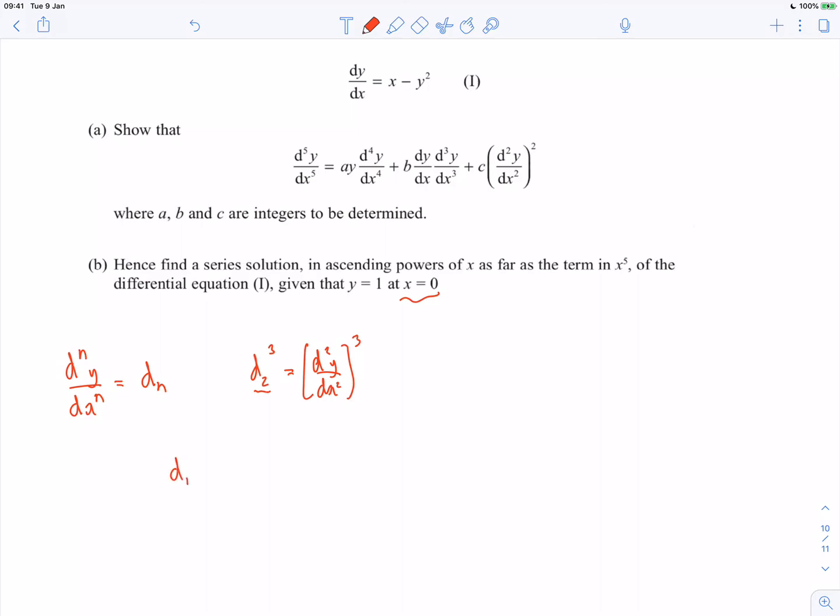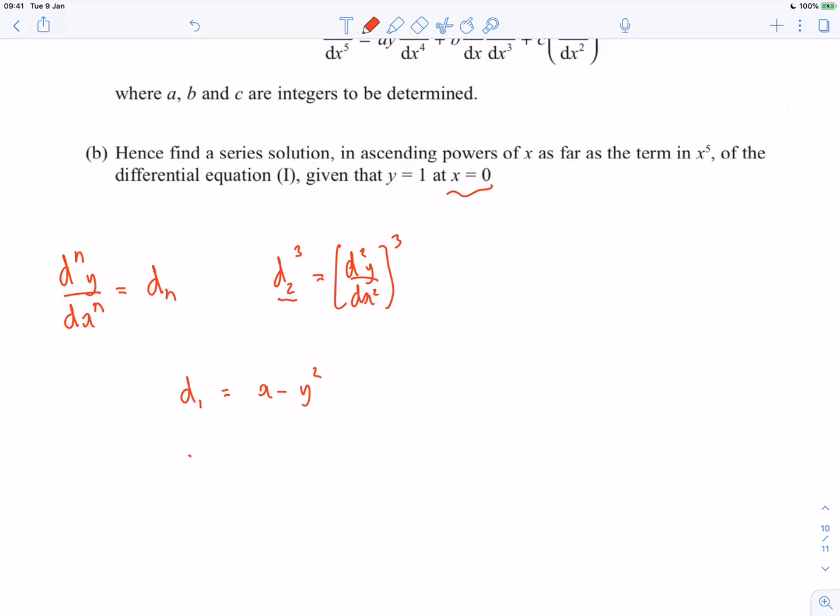I've got d1 equals x minus y squared. If I differentiate both sides, d1 just becomes d2 because I've differentiated it. X differentiates to 1, and by the chain rule, minus y squared with respect to x becomes minus 2y times d1. Think about it: if I've got a function of y, let's call it g, and y is a function of x, then dg/dy, which in this case is minus 2y, I have to times by dy/dx. It's called implicit differentiation.